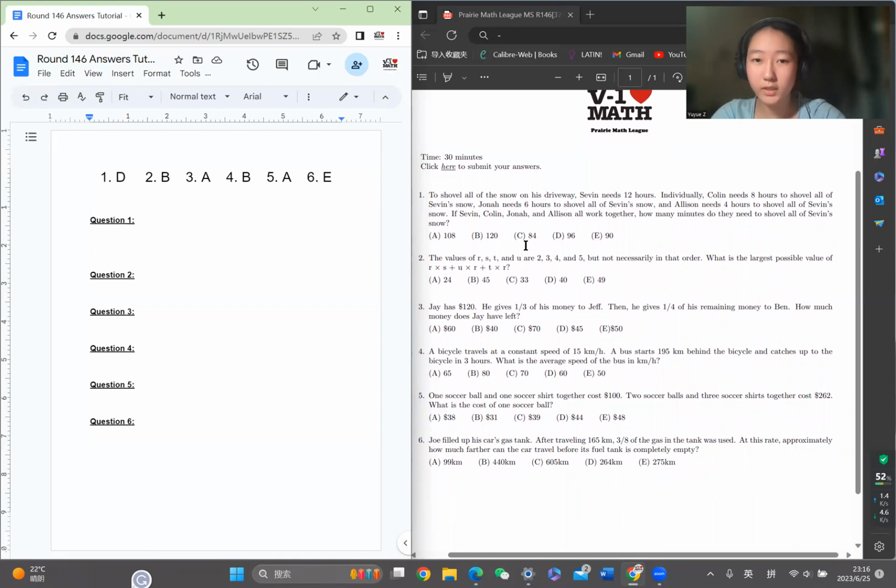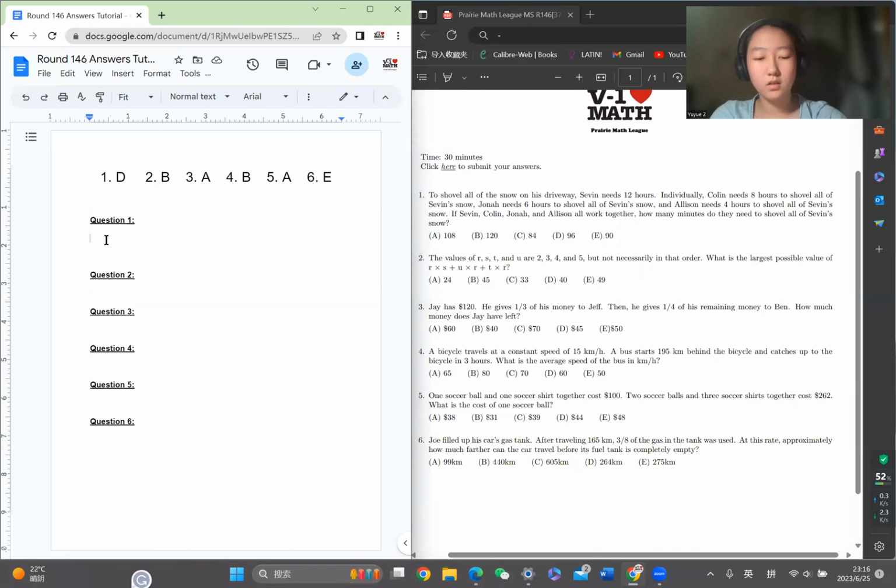So, question number 1. To shovel all of the snow on his driveway, Seven needs 12 hours. Individually, Colin needs 8 hours, Jonah needs 6 hours, and Allison needs 4 hours. If Seven, Colin, and Allison all work together, how many minutes do they need to shovel all of Seven's snow?